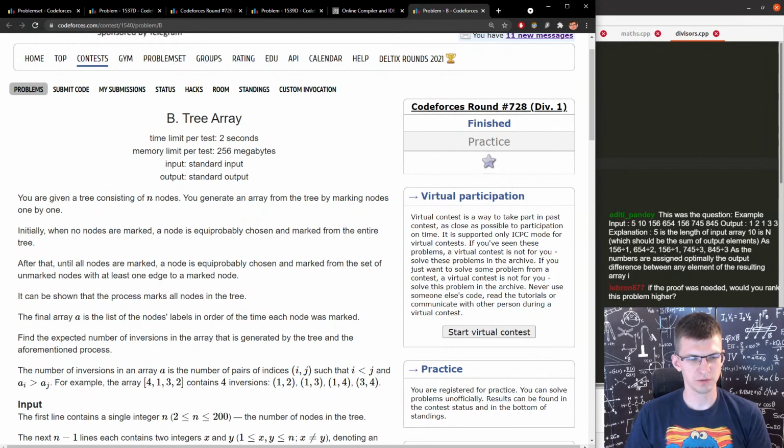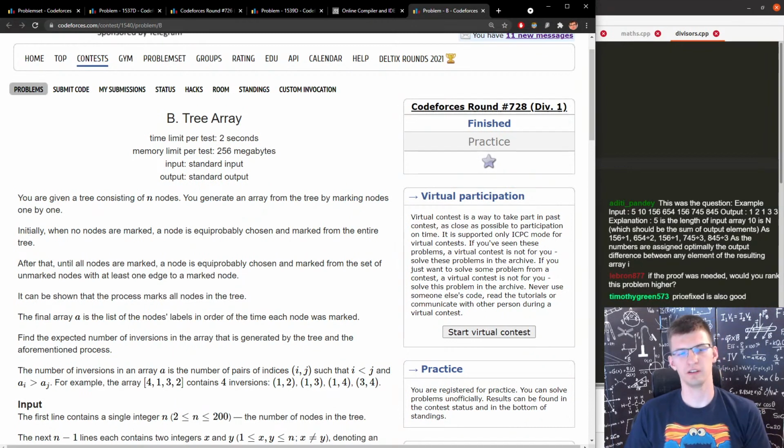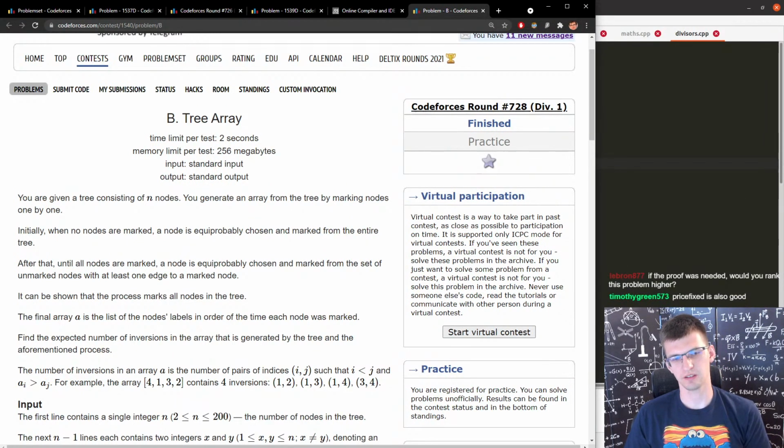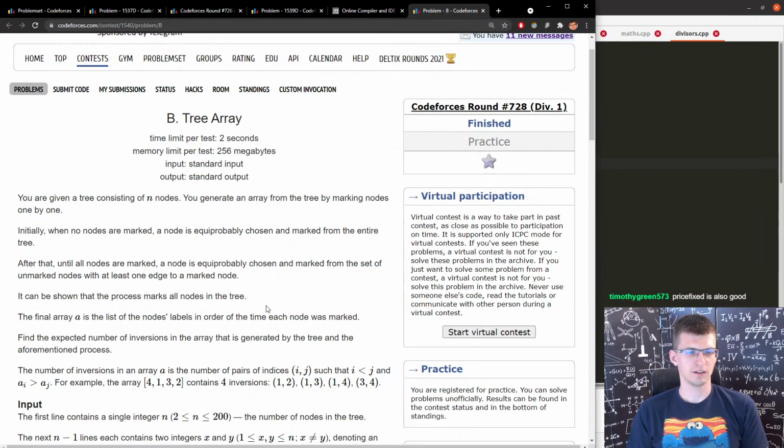If the proof was needed, would you rank this problem higher? Oh yeah, much higher. Yes, I'm sure that most of the people who solved it would struggle a lot proving it, and maybe I would even argue that the number of accepted submissions would be like 5 times smaller at least.